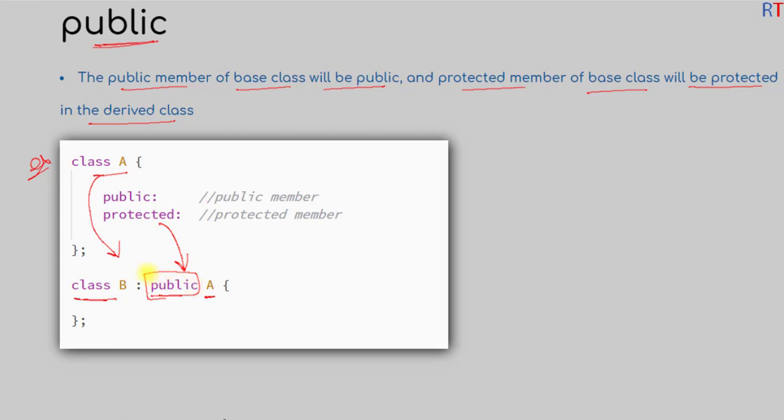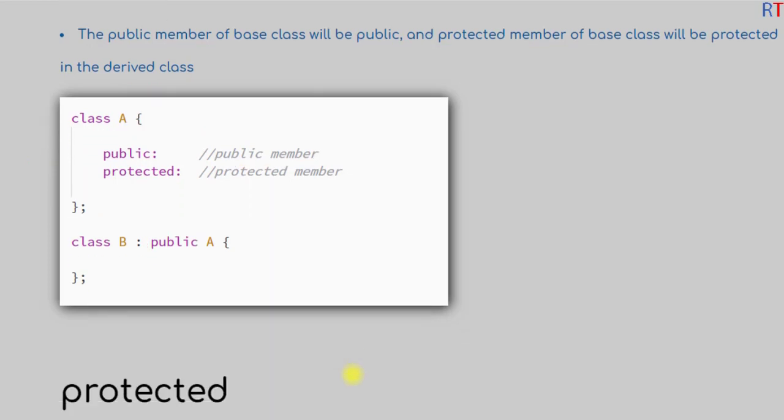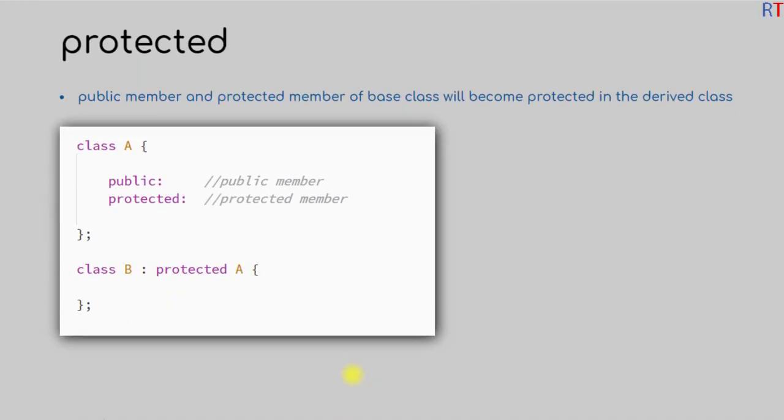So whenever we use the public access mode, the public member of the parent class will be public in the child class and the protected member of the parent class will be protected in the child class. And now we're going to talk about the protected access mode.